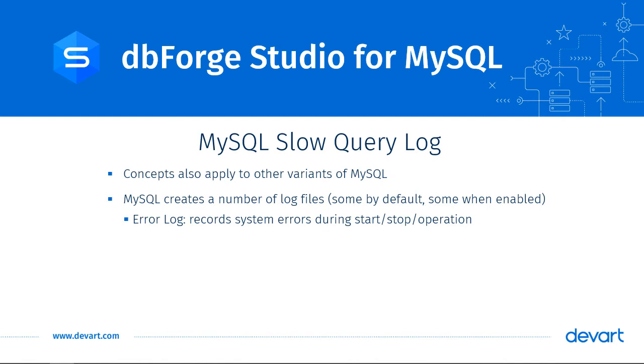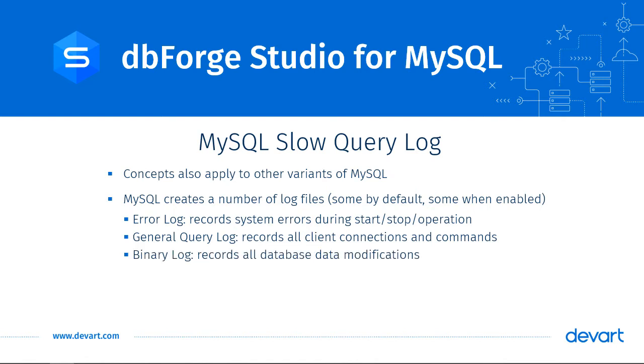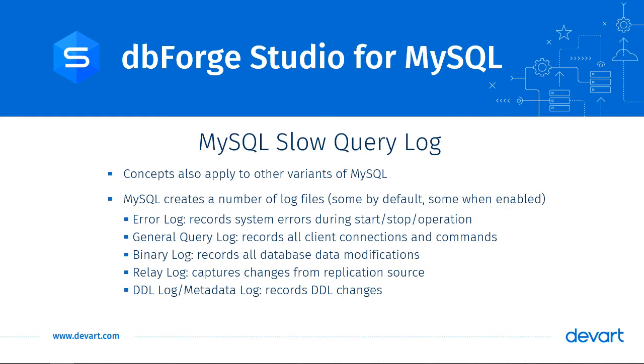The error log records any system errors found during the start, stop, and normal operation of the MySQL instance. The general query log records all client connections and commands run on the database instance. The binary log records all data modification commands run on the databases. The binary log is also used for replication. The relay log captures all the changes received from a replication source server. The DDL log or metadata log records the DDL changes made to any database.